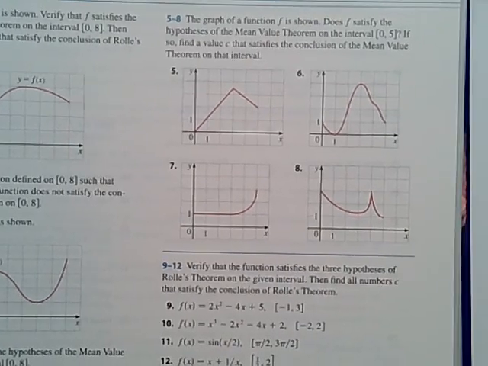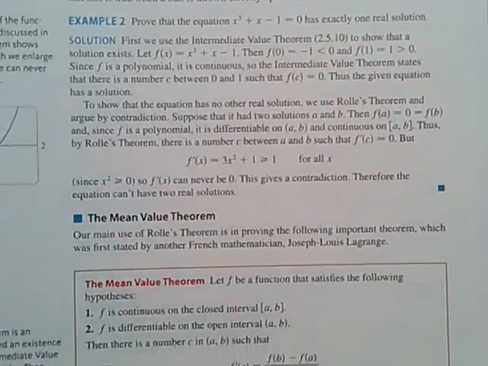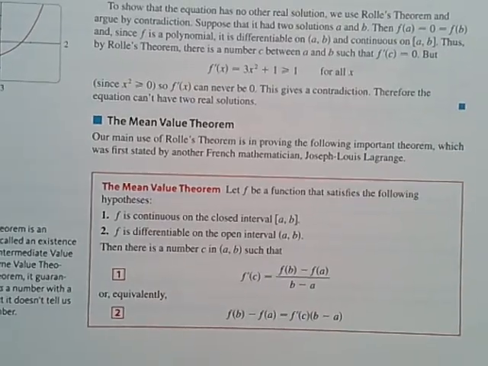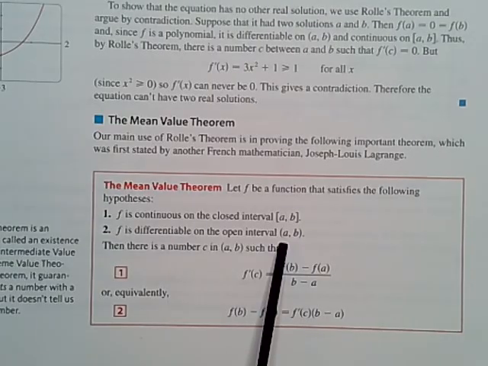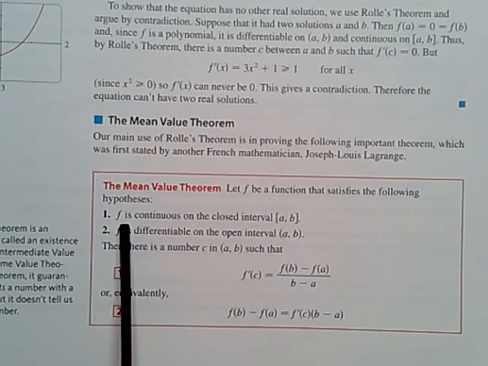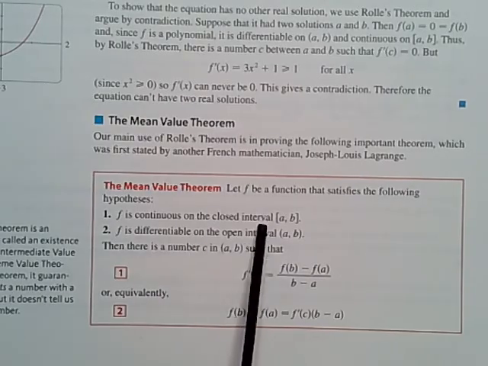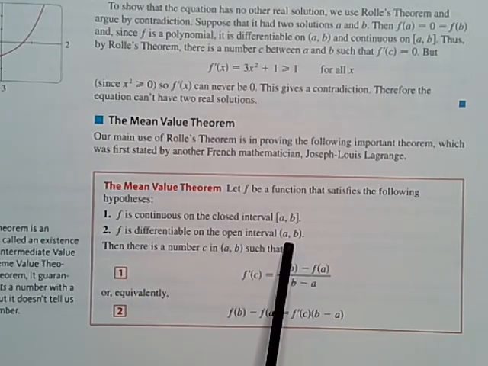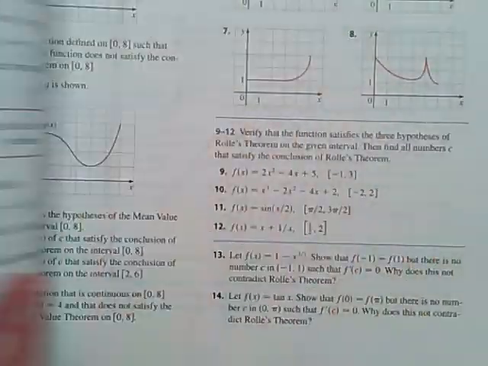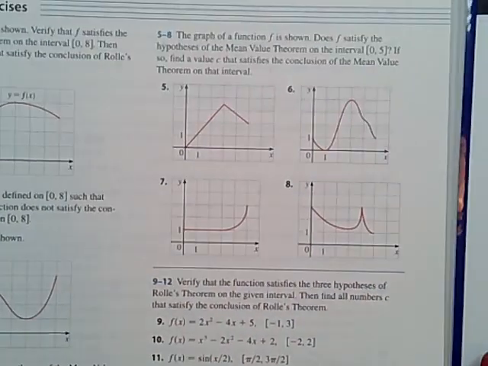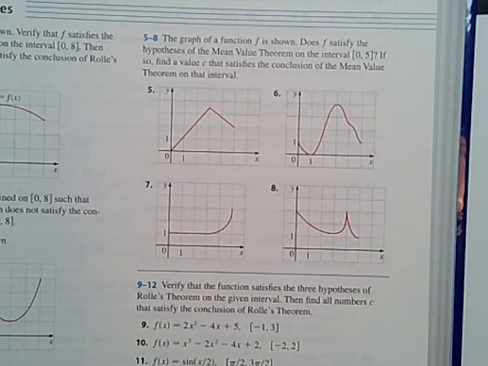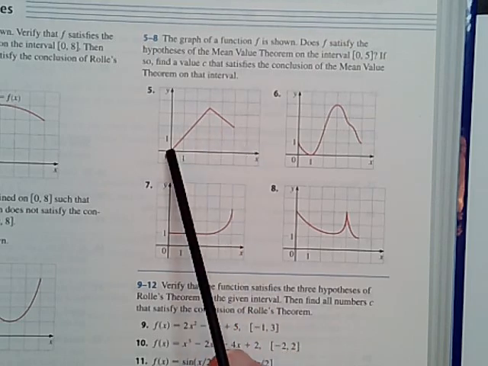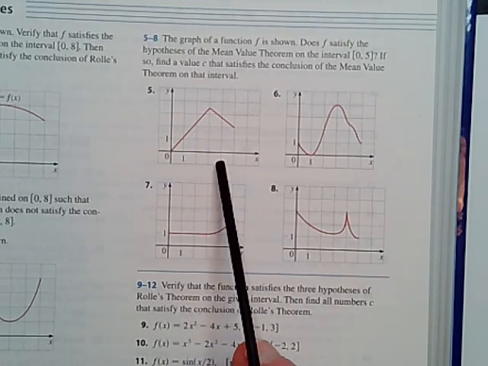I'm going to turn the book here to the mean value theorem to remind you what the hypotheses are. F is continuous on the closed interval and differentiable on the open interval. So pretty small criteria, but continuous on the closed interval and differentiable on the open interval. Okay, so now we're flipping back to the problem. So it says, does f satisfy the hypotheses? So continuous on the closed interval, 0, 1, 2, 3, 4, 5. I think so.